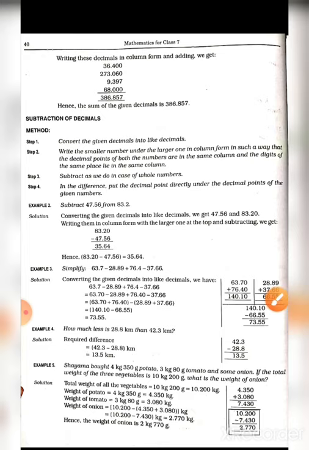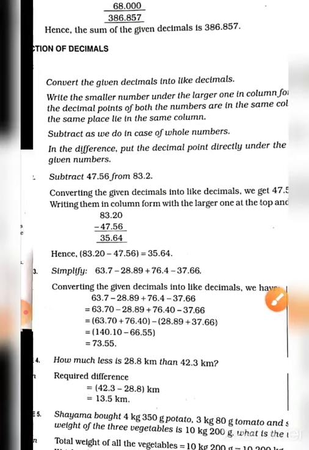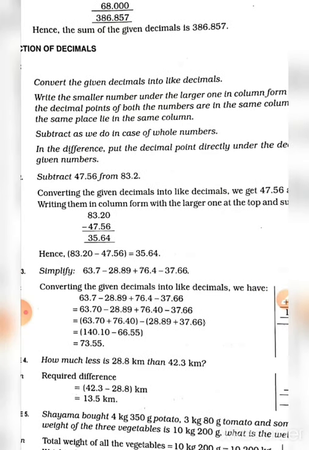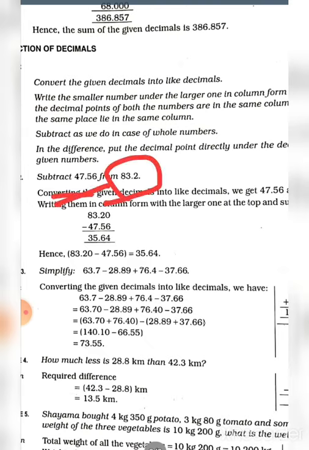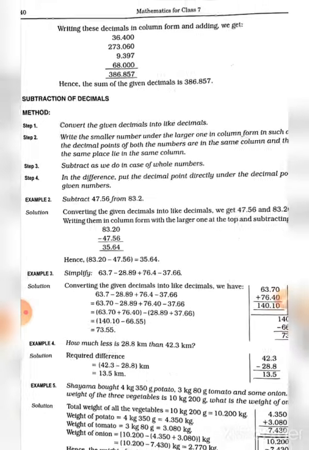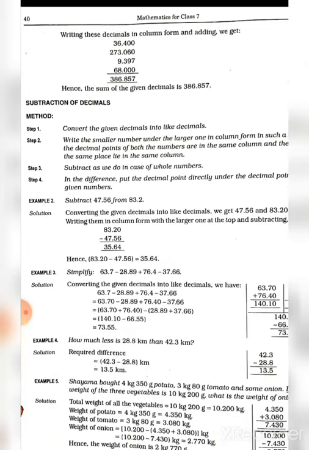This is very simple. Let's see example number 2. Subtract 47.56 from 83.2. Now you can very easily tell that 83.2 is greater than 47.56, because we have compared decimals in the previous chapter, that is 3. So 83 is greater than 47. The integral part is also denoting that it is greater, so we don't need to compare the decimal parts. So the greater number is written above the smaller number here, and it is subtracted. Same place digits are kept in the same column, decimals under the decimal, and the difference is gotten. Fine. Let's move to the next question.